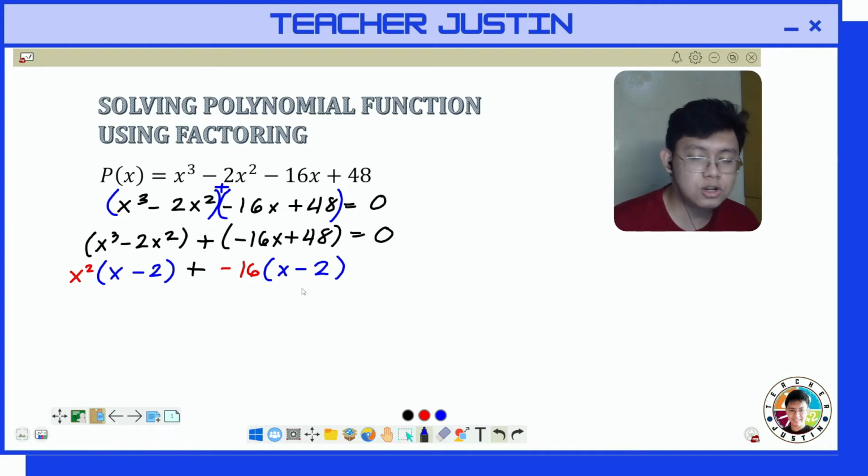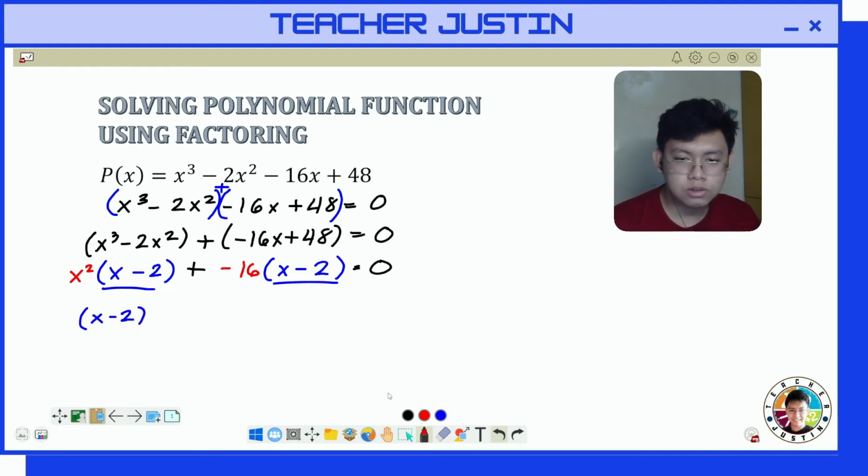Okay? In factoring common monomial factor, our objective is to make our first term or leading term for each group to be positive. So, we need to factor the negative sign as well. That's why we factor negative 16. Okay? Now, if we can observe, we both have x minus 2 for each term. Therefore, we can factor out x minus 2. Then, the remaining factor will be x squared minus 16. That will be equal to 0.